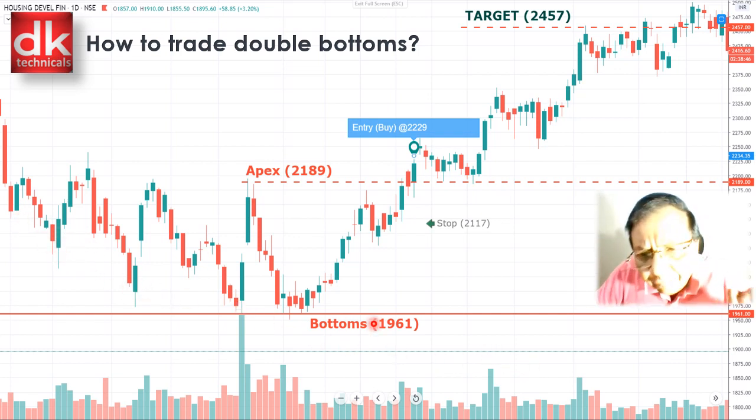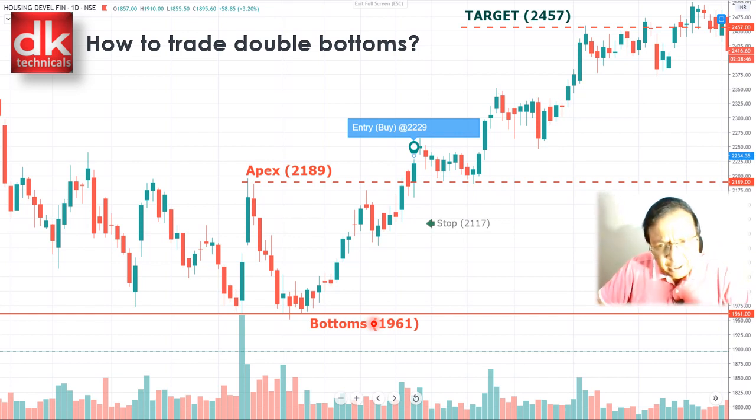So this kind of market structure existed, which no longer exists after the formation of a double bottom, because a similar bottom has been formed, which indicates that people are not interested in selling further. So at this price level, the buyers are becoming dominant over sellers, and you can see that when these two bottoms were formed, the highest point between them was 2189, which is marked as the apex.